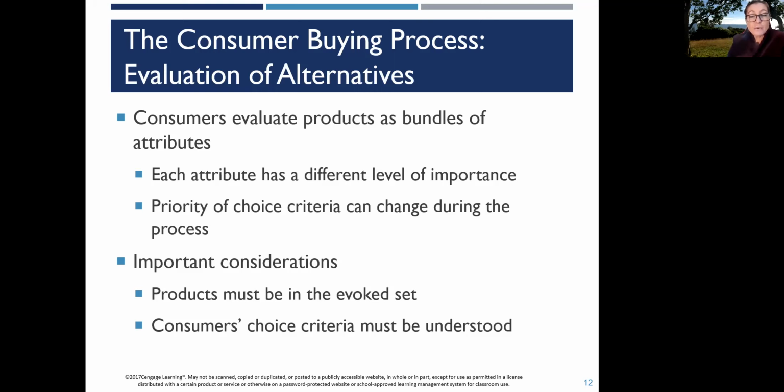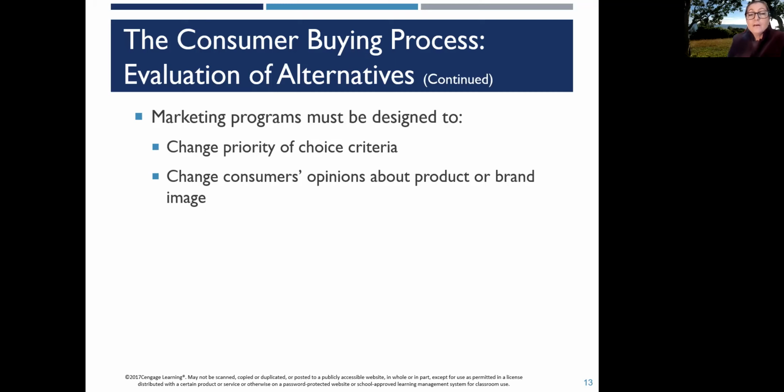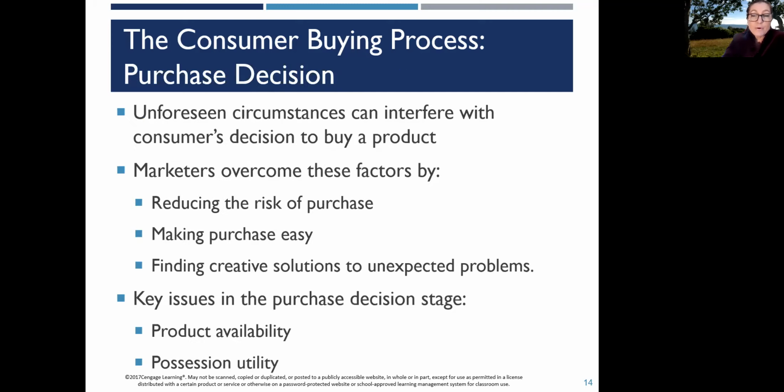during the evaluation process. Now, important considerations for the marketers here is that the products or the brands must be in the evoked set for the consumer to consider that as an option, as an alternative. And marketers need to have a good understanding of what the consumer's choice criteria are, because the marketing programs must be designed to influence that choice criteria and ensure that the consumer is aware of the brand and what that brand image is.